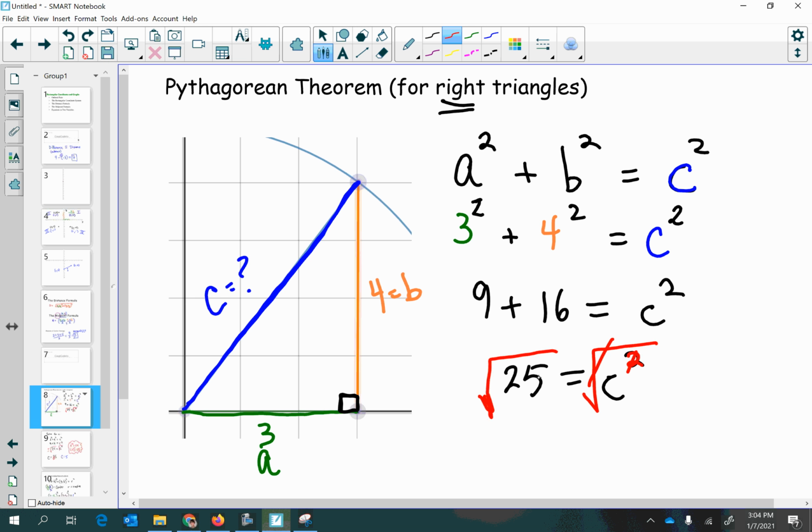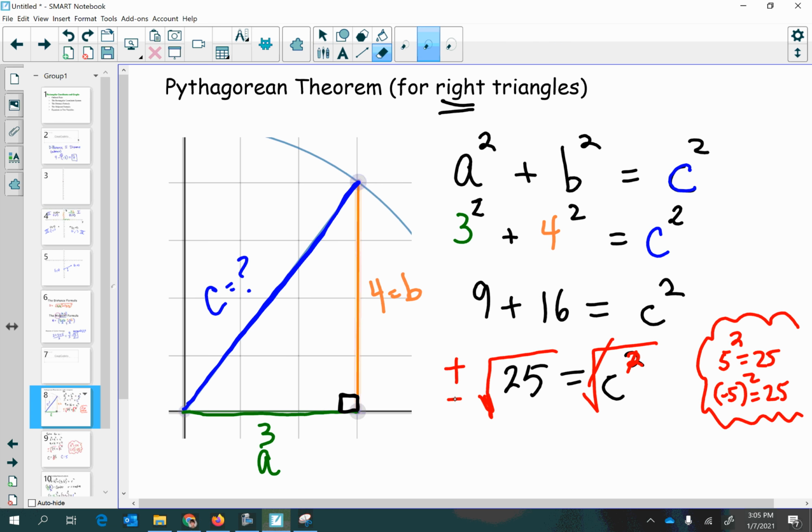And when we do it on the side opposite the unknown, we always put a plus minus because it's true that both 5 squared will give you 25 and also negative 5 squared will give you 25. So we always allow for the possibility of a negative result. But in this case, we're going to ignore the negative because we know that c is a distance and distances can't be negative. So that leaves us with only one possible answer, and that is that c equals 5.